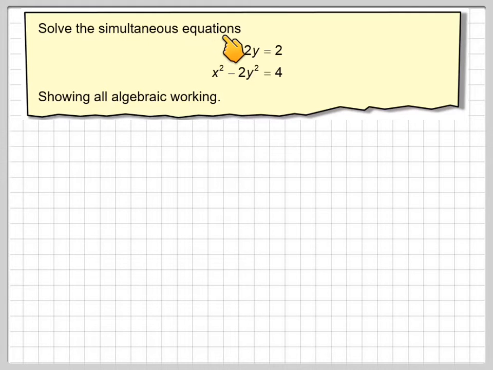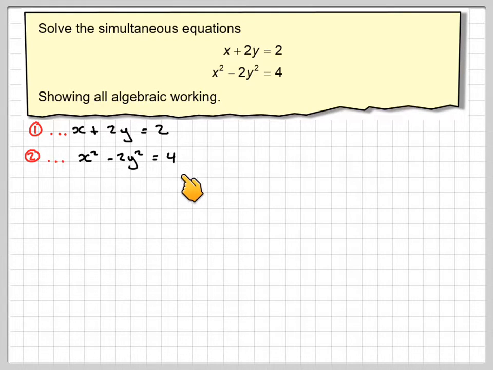Solve the simultaneous equations x plus 2y is equal to 2 and x squared minus 2y squared is equal to 4, showing all algebraic working. So if we call x plus 2y is equal to 2 equation 1, and then we call x squared minus 2y squared is equal to 4 equation 2.